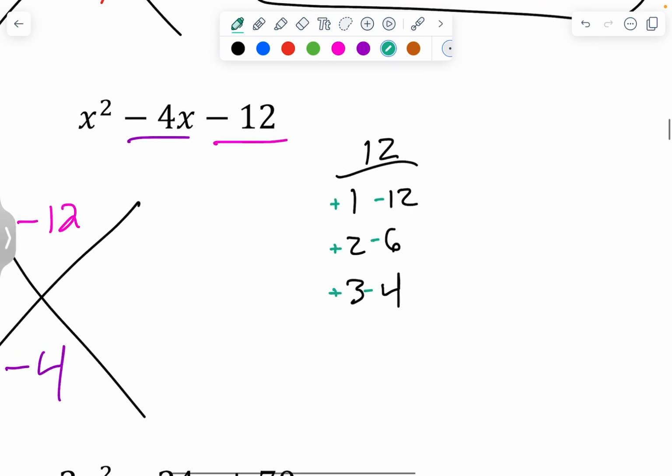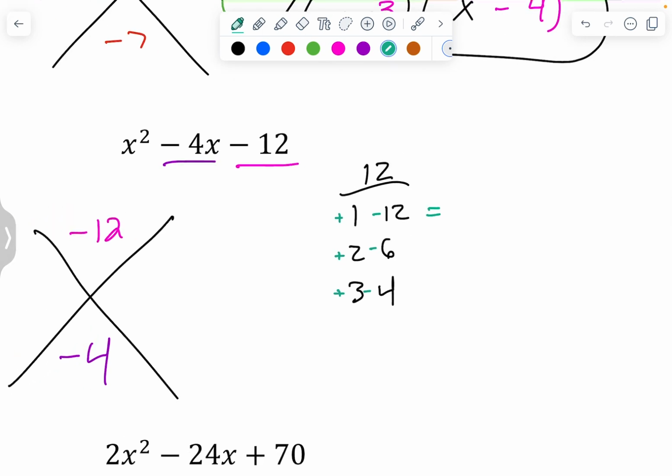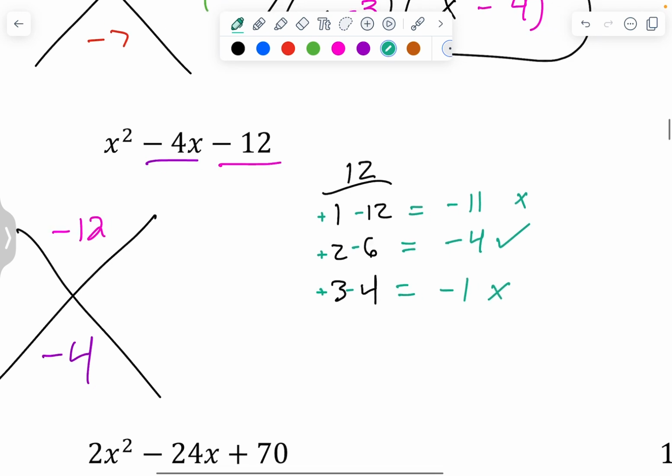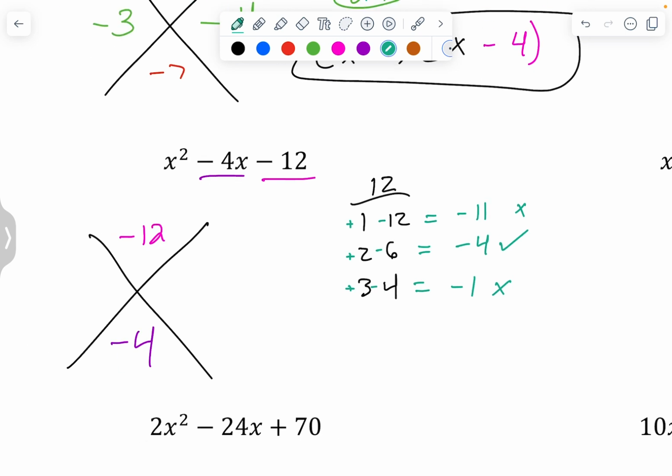Okay, and which one of these is going to add to negative 4? So 1 plus negative 12 is negative 11, not that one. 2 minus 6 is negative 4. There we go. Let's check the other one: negative 1, not that one. And again, you guys will get to a point where you won't necessarily need to map this out as much, and you can look at your options and figure it out as we go. But it's good to visualize for now, as we're in the beginning stages of factoring. So my two factors are positive 2 and negative 6.